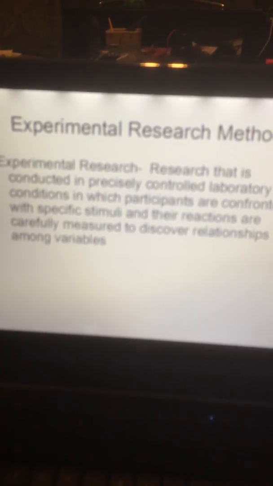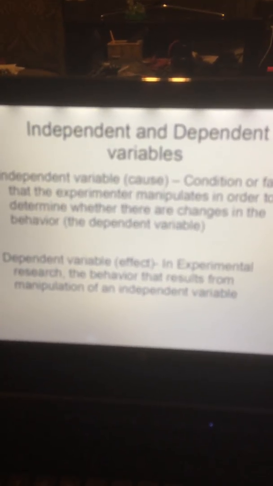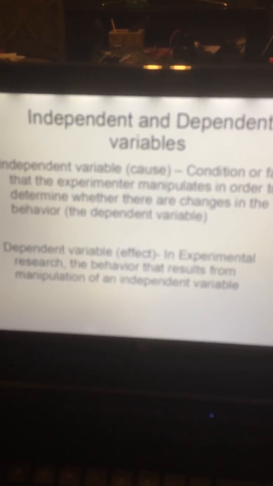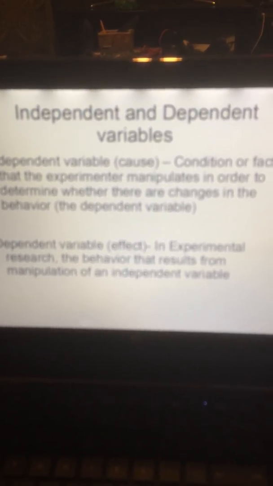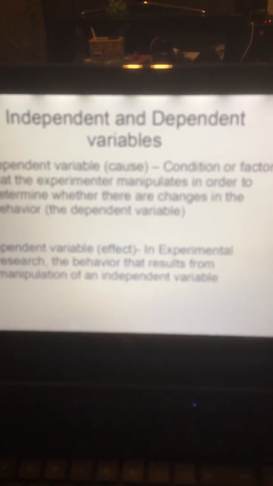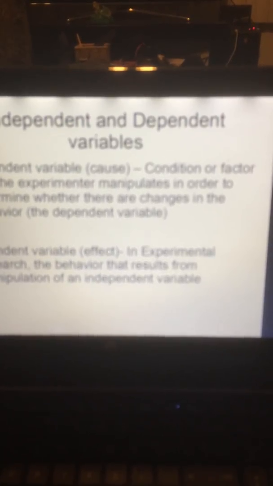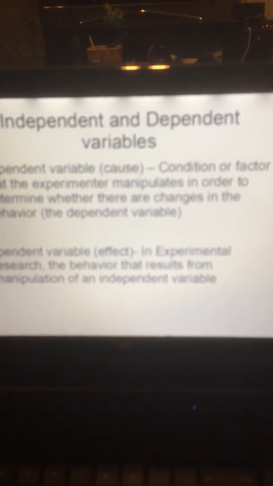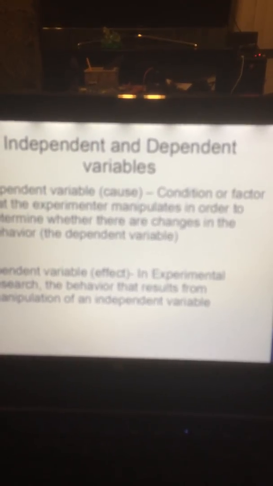So, like correlational research, experimental research involves a hypothesis that must be tested. Now, unlike just looking at the relationships between variables, we address a cause and an effect. The independent variable is a cause. It's a condition or factor that the experimenter manipulates in order to determine whether there are changes in the behavior, the dependent variable. Okay? The behavior you're trying to look at will always be the dependent variable.